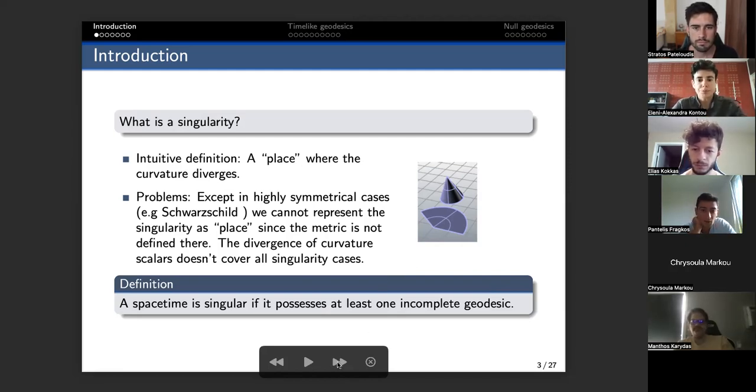What do you mean incomplete? I mean that they end and they're inextendable. So you cannot extend the geodesic further than a specific point. Okay.